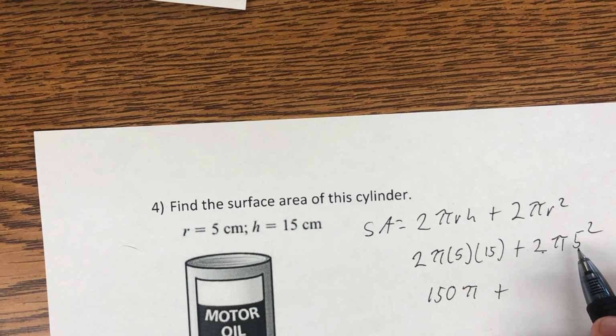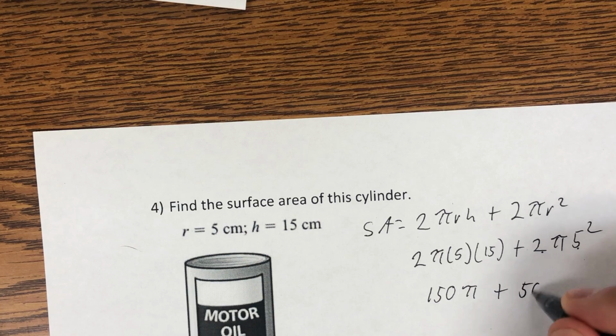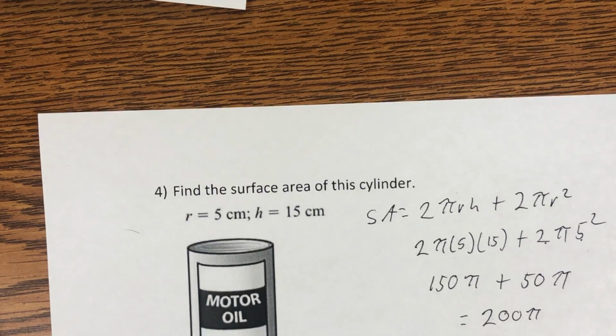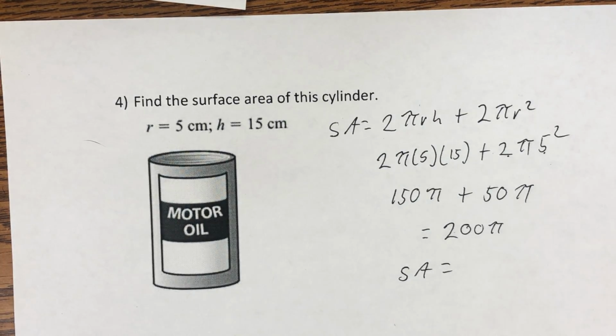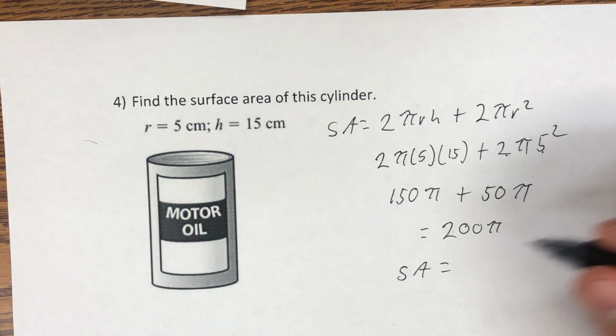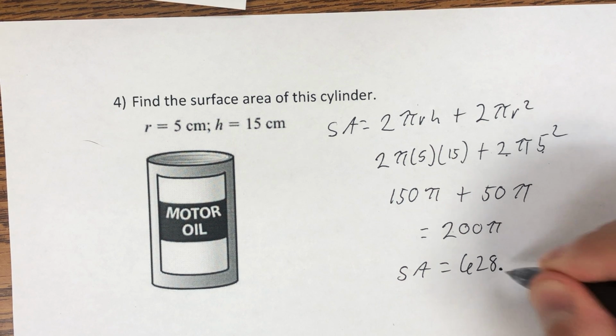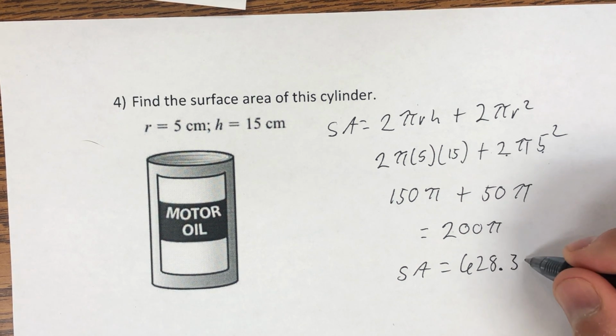Make sure you follow the order of operations. Have to do 5 squared first. 5 squared is 25. Times 2 is 50 pi. Add them together, and we get 200 pi. So the surface area is approximately, let's see here, 200 pi is about 628.32, and we were in centimeters squared.